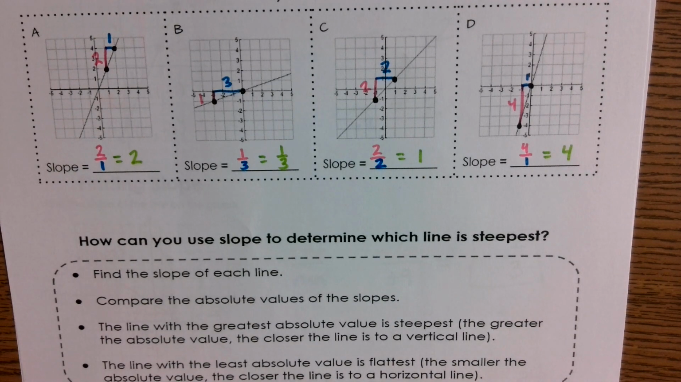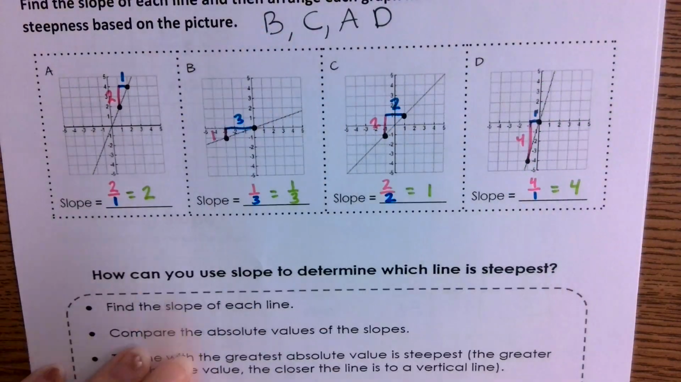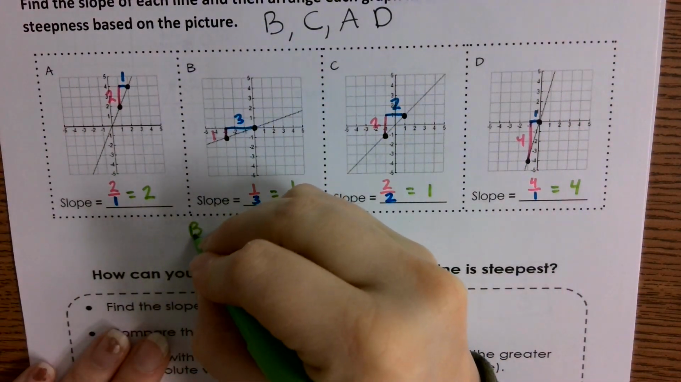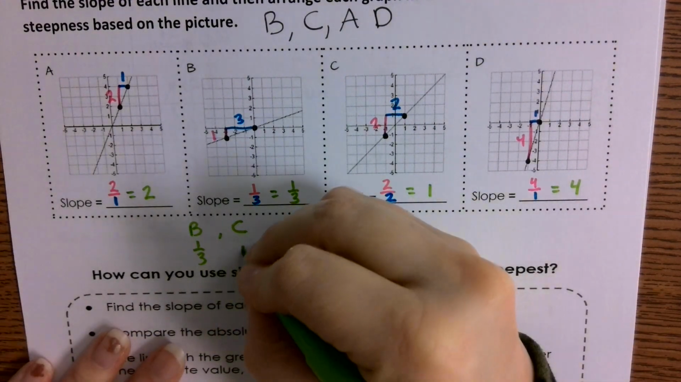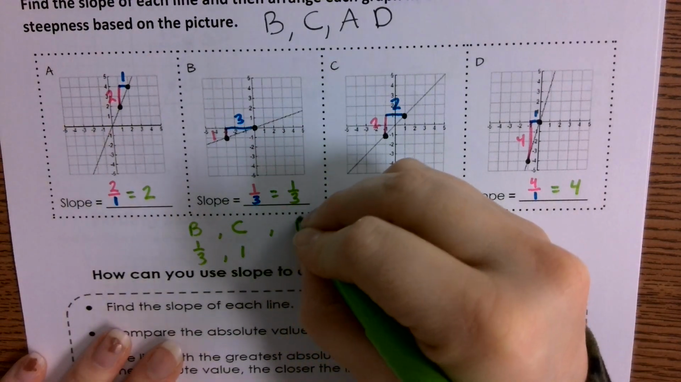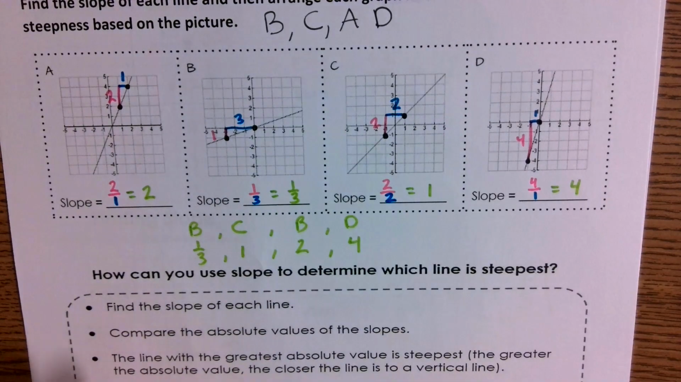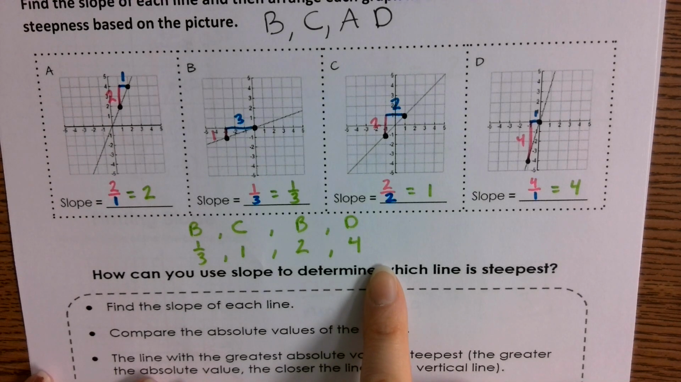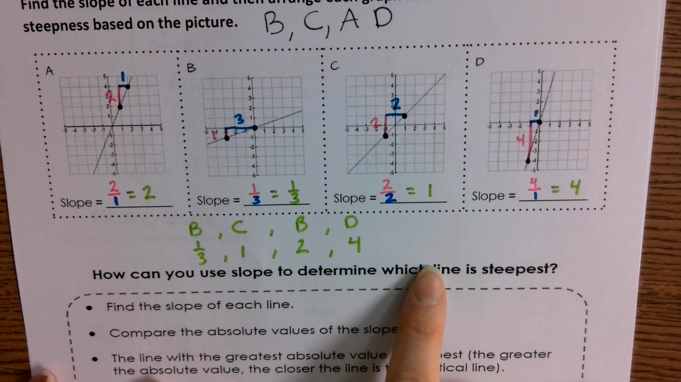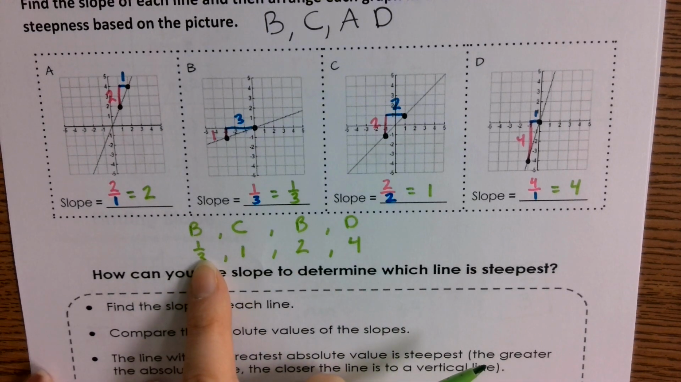Okay, so taking a look here, we said before that graph B was the least amount of steepness, followed by graph C, then graph A, and then the most steep was graph D. So let's go ahead and take a look at their slopes. What do you notice about their slopes? When we put it in order, did the slopes go in order as well now? No. Let me ask you, is 1/3 the smallest number?